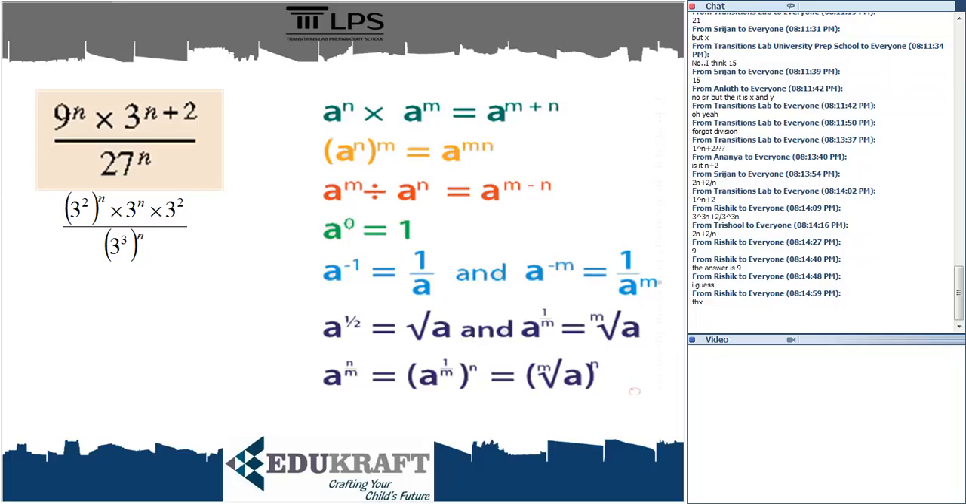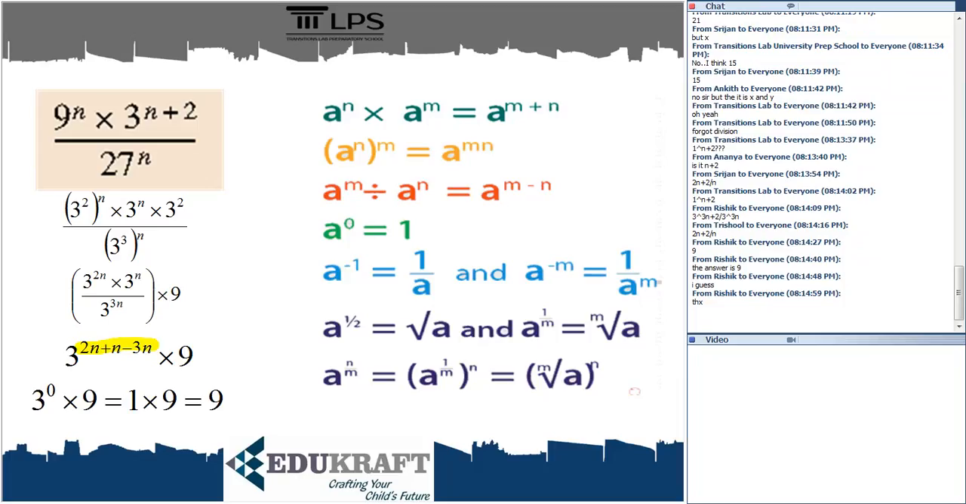Okay, so what I've simply done is I have simply written this and rearranged, and then I have taken the number separately and the variable and the 3 raised to power of n separately. And then what I observe is that this 3 raised to 2n plus n minus 3n will give me 3 raised to 0. And 3 raised to 0, anything raised to 0 is always equal to 1 according to this rule. So what I end up getting is 1 into 9. So the answer is 9. Rishik was the first student to answer this question correctly and the only student who has answered this question correctly. Well done, Rishik.